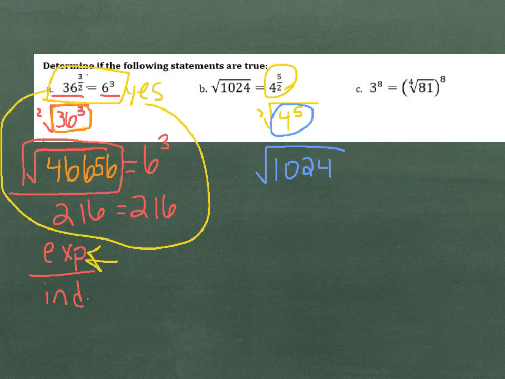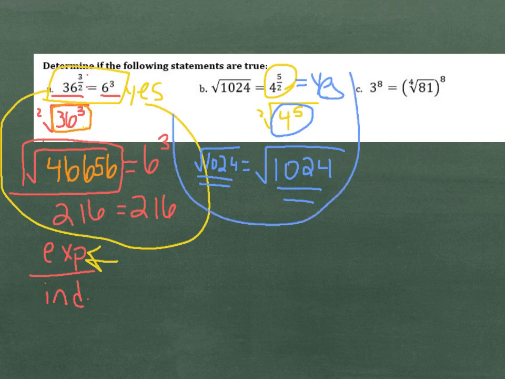Now, what's nice about this question is that I can now see that these two things are the exact same. I don't have to go into my calculator anymore because I see that right now they're the same thing. So is this statement true? Yes. And this is the proof that those two statements are true, because square root of 1024 equals square root of 1024. Okay, last example for this video.